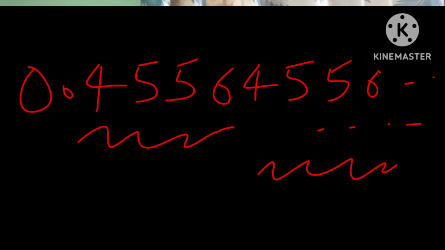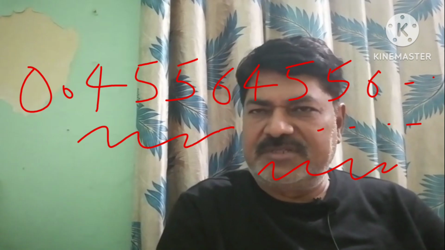Second example is 0.4556 dot dot dot. So this 4556, these numbers are repeating. So this is repeating and non-terminating also. So repeating and non-terminating decimals are also rational numbers. Repeating decimals, non-terminating decimals, terminating decimals, these are rational numbers.